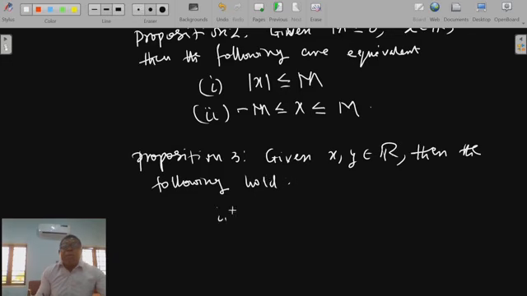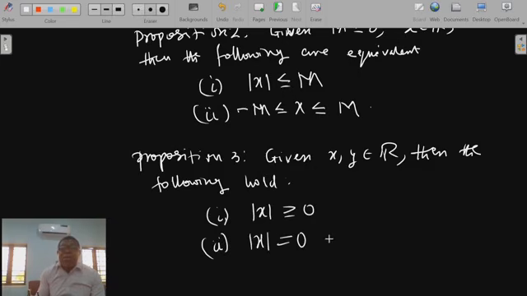Property I is that the absolute value of x is greater or equal to 0. This follows from the definition of the absolute value. And the absolute value of x is equal to 0 if and only if x equals 0. This also follows from the definition.